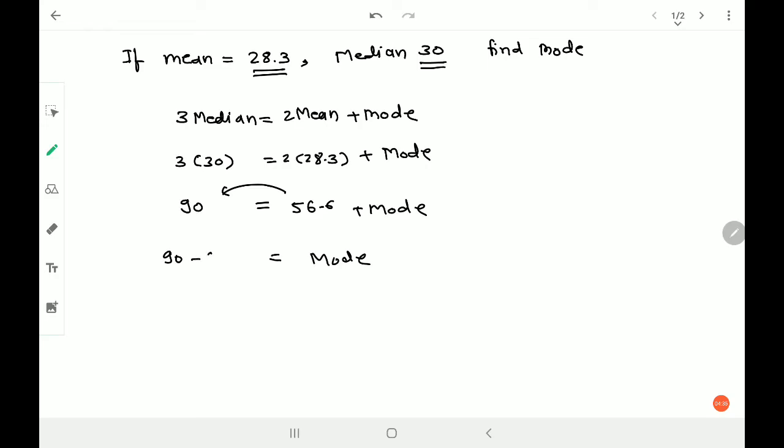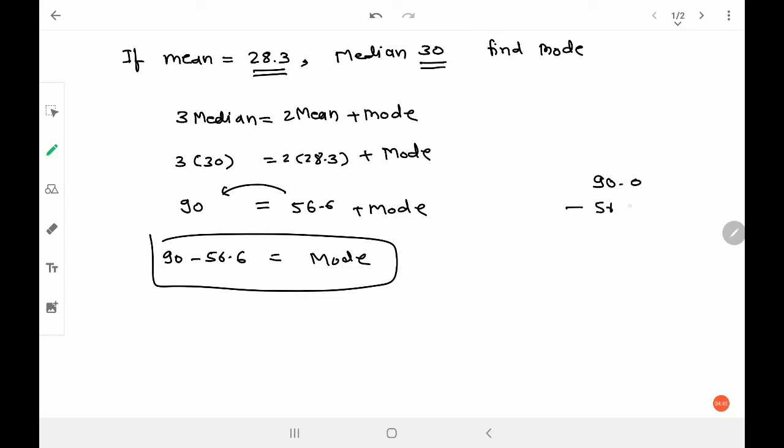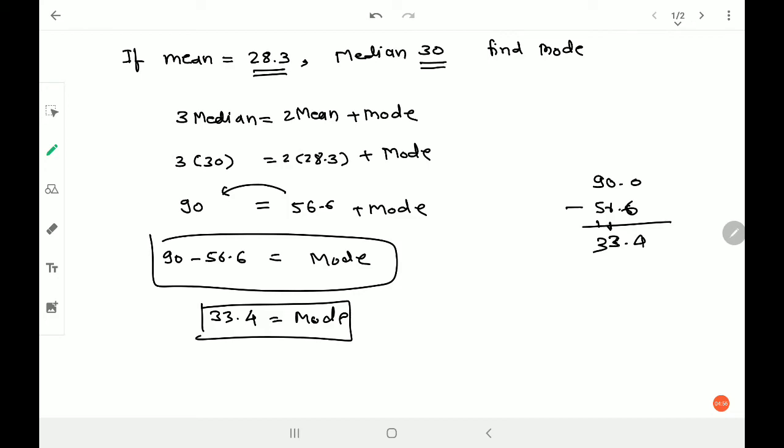90 minus 56.6, and the answer is there. 90.0 minus 56.6: 4, 1 carry is 3, 1 carry and 33.4. The answer 33.4 is nothing but the mode. Done? Clear? Done. Got it. So very simple.